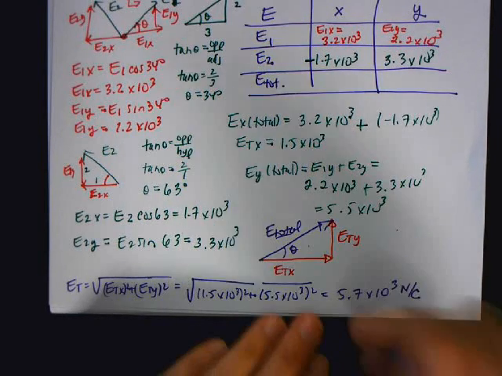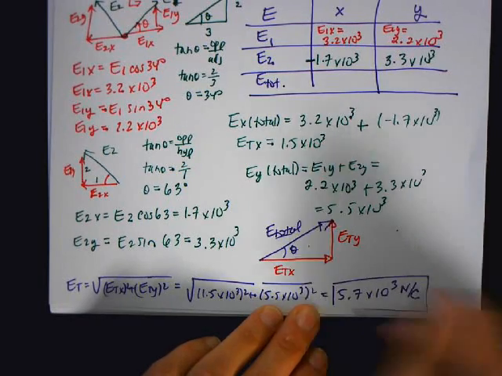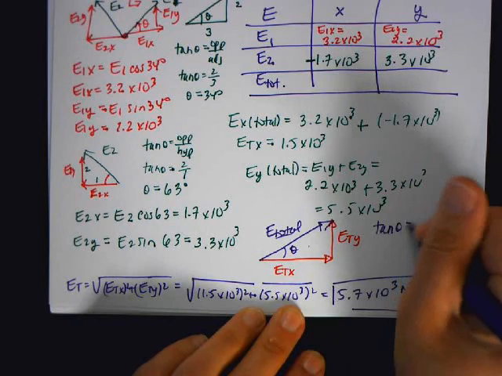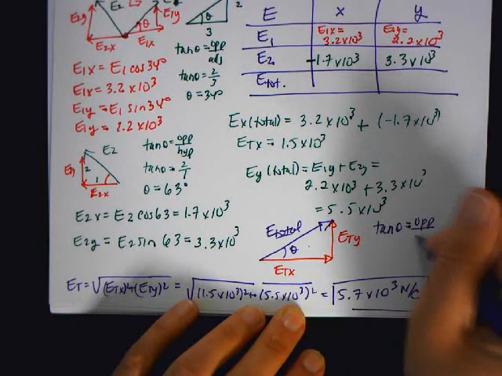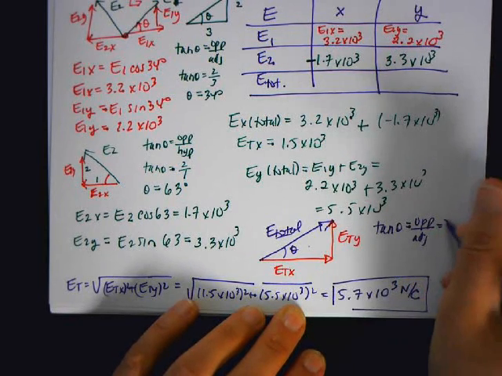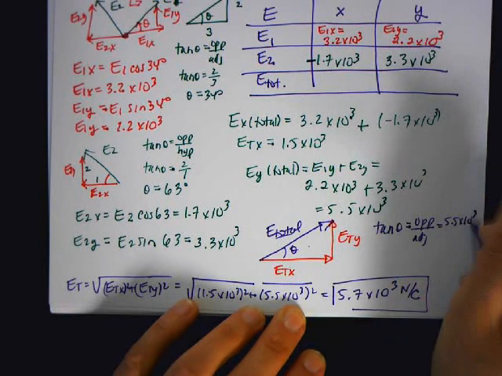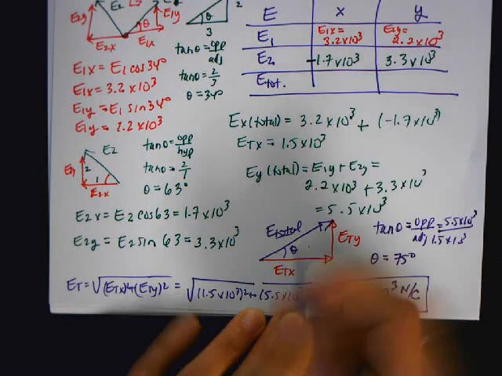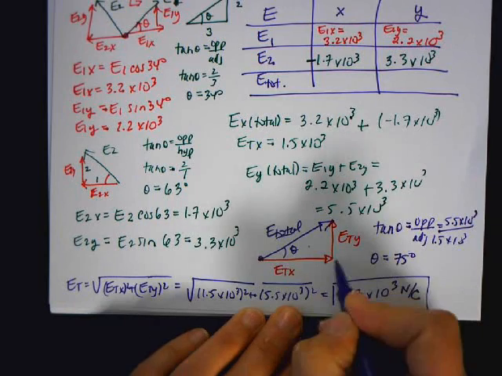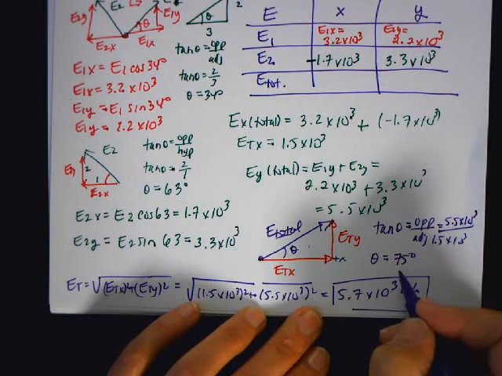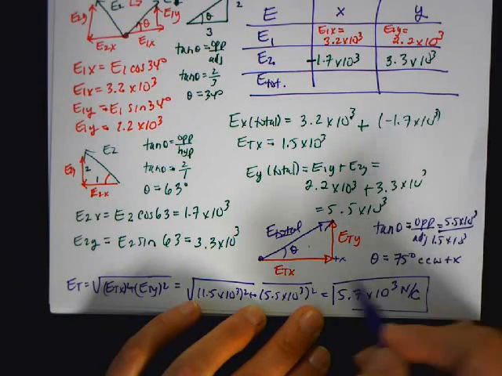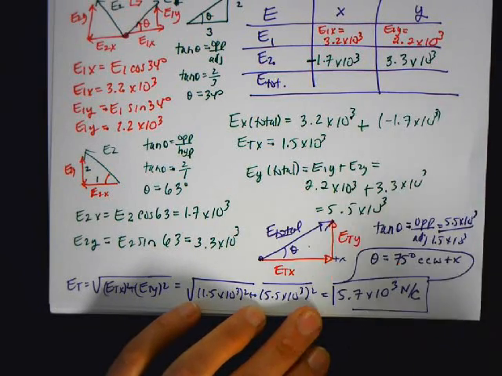Why aren't I done? I need my direction. So my direction is the angle. So tan theta is equal to opposite over adjacent. So 5.5 times 10 to the third over 1.5 times 10 to the third. So theta comes out to be 75 degrees. Now, what's my frame of reference here? Well, that's the positive x-axis. So 75 degrees counterclockwise from the positive x-axis, and that's my final answer.